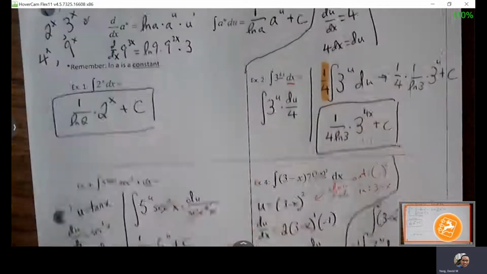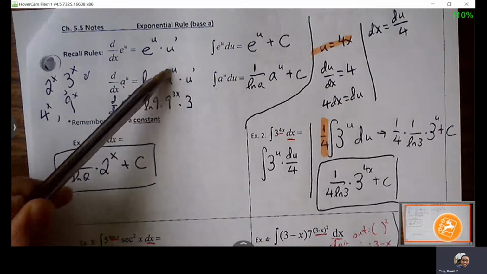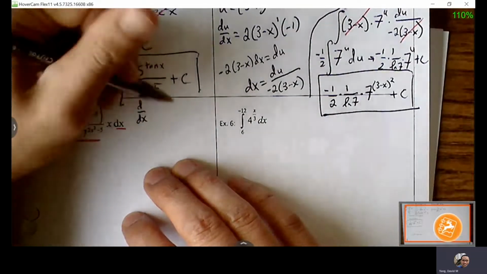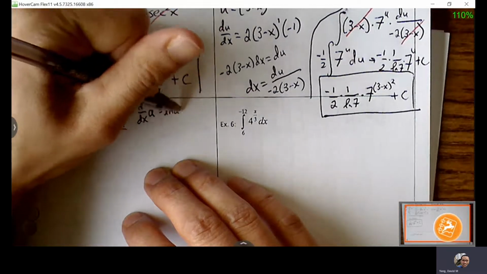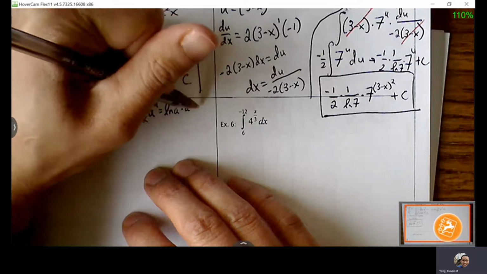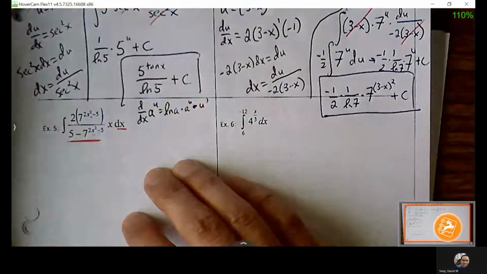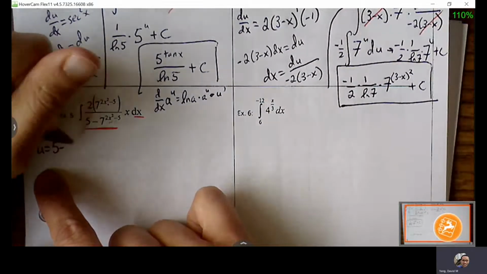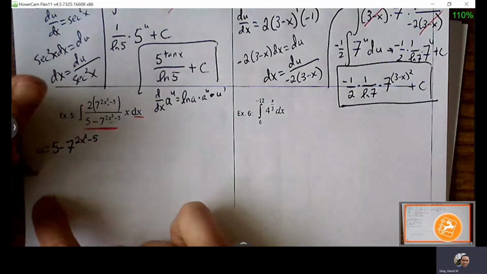So as a reminder, we have a rule for the derivative for a to the u, which is natural log of a times a to the u times u prime. So let me write that rule here so we can have it in front of us. So the u is the entire denominator? Yeah, entire denominator, right. Okay, so here's my u value. U equals 5 minus 7 to the 2x squared minus 5.